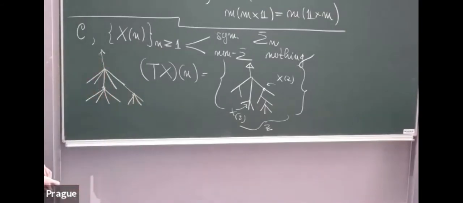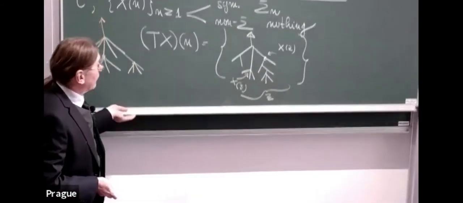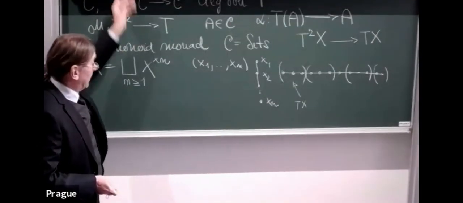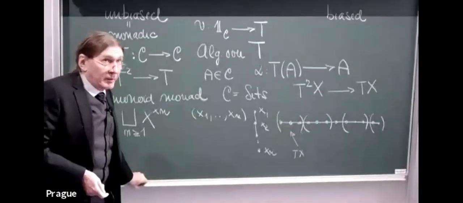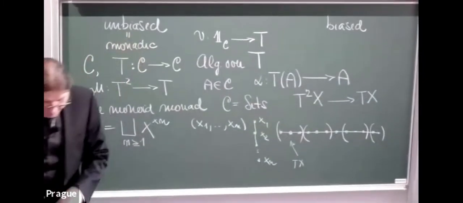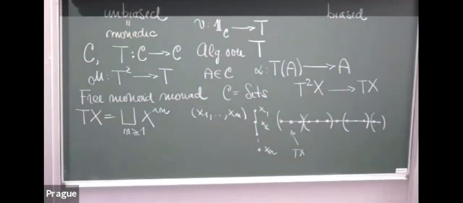So this is the unbiased definition of ordinary operads. And what is the biased definition? Let me erase the board.